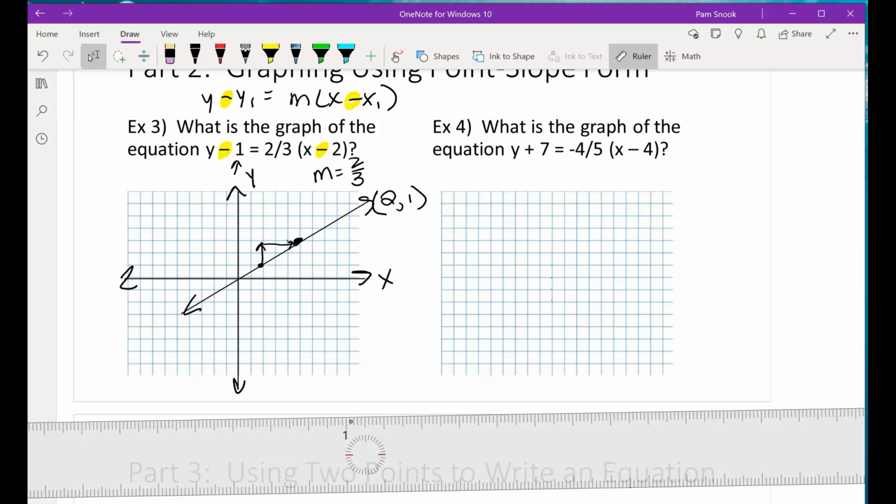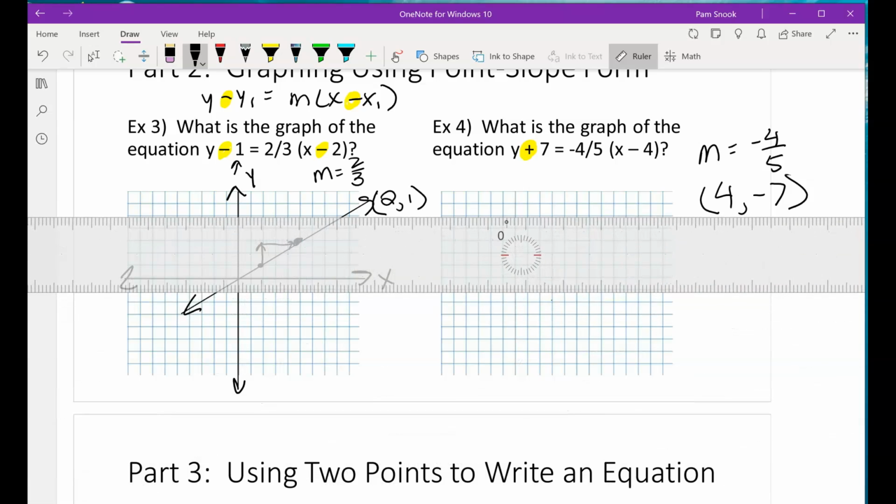We're going to take a look at another one. So slope is going to be negative 4/5. Now I need my point x1 and y1. Notice I have a plus 7 here. And because my form says y minus y1, I'm going to take that plus, I'm going to make it a minus. So my point is going to be at 4, negative 7.